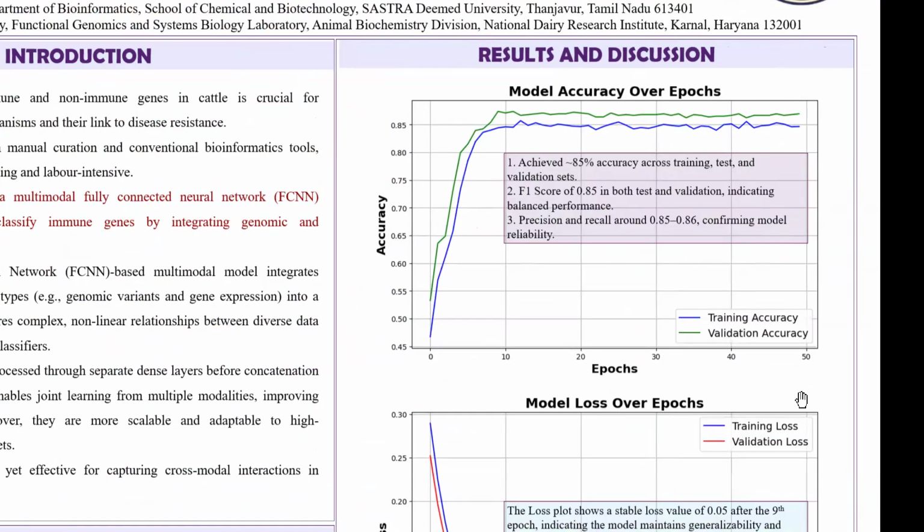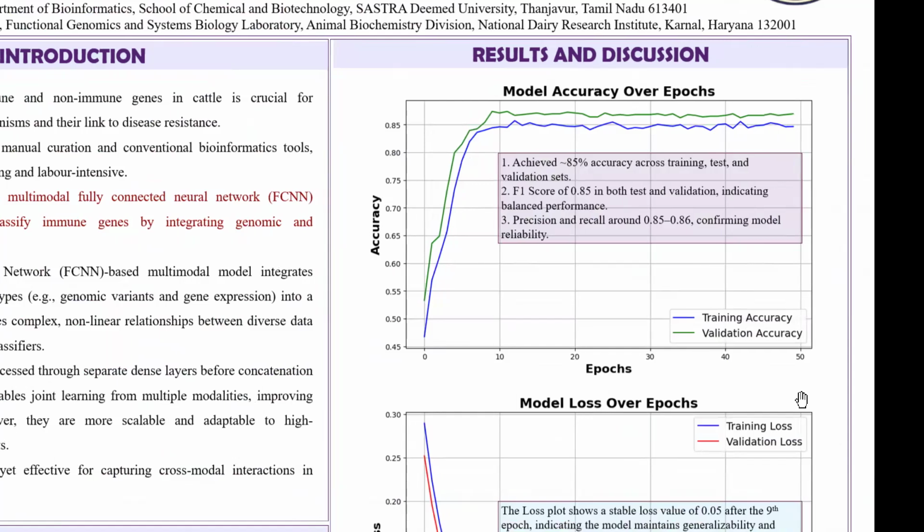Coming to the results, our model achieved 85% accuracy over our training, test, and validation sets, with an F1 score, precision, and recall of 0.85, which confirms our model's reliability and balanced performance. This plot indicates the model accuracy over epochs. After the ninth epoch, we observe stable accuracy.